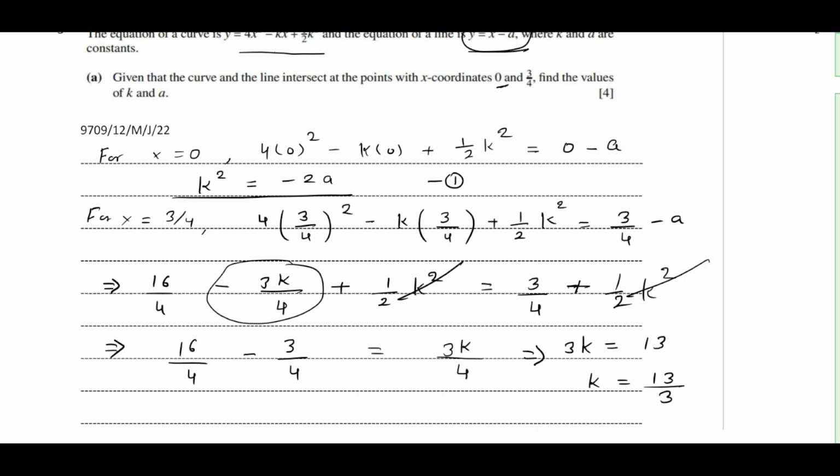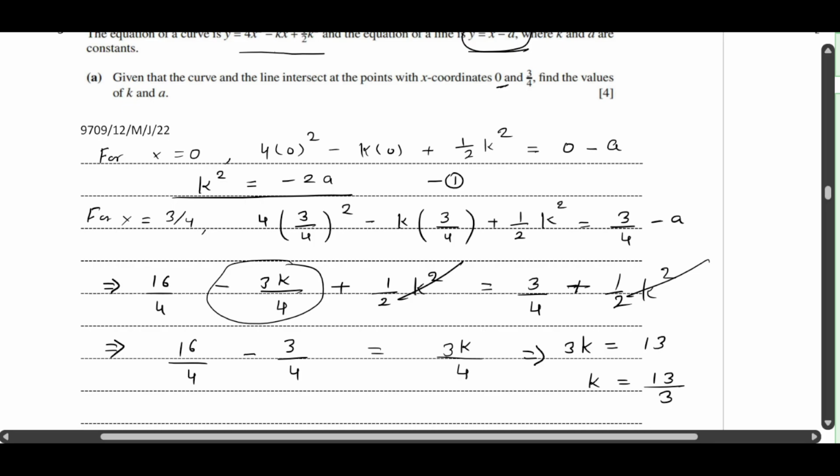Check once again. It may be possible that we have made a mistake somewhere. Always it is better to cross check.